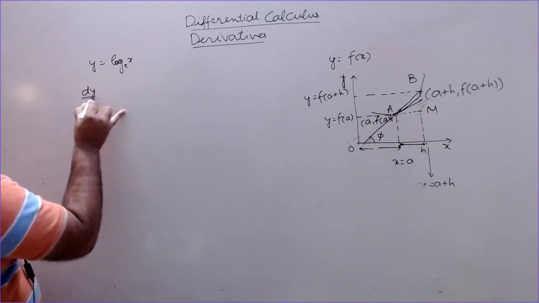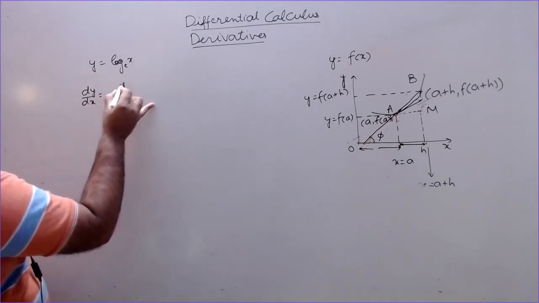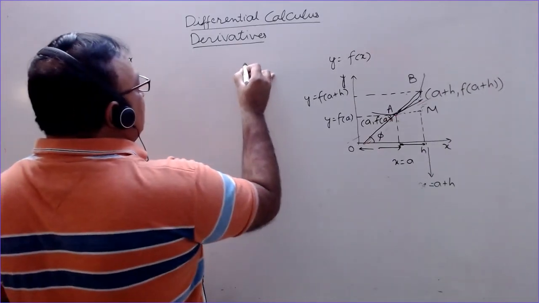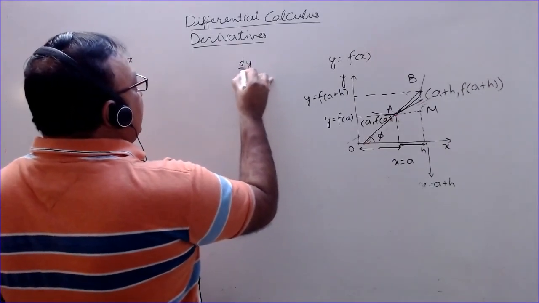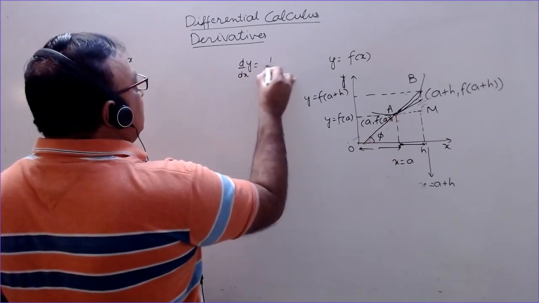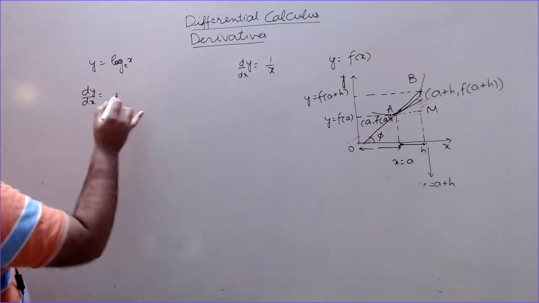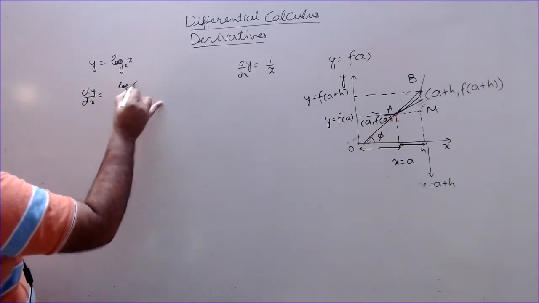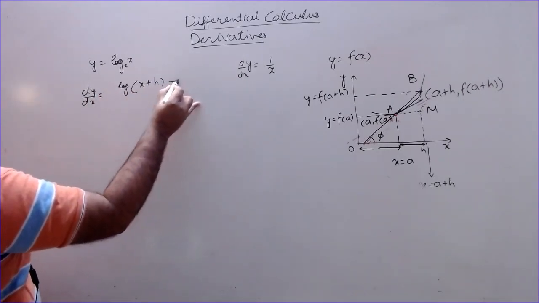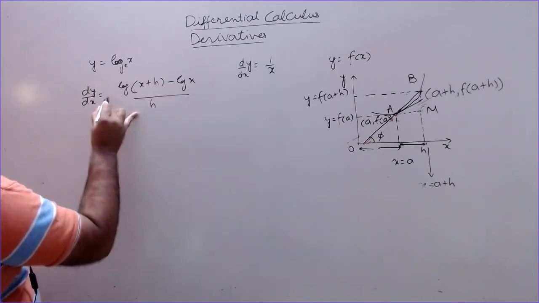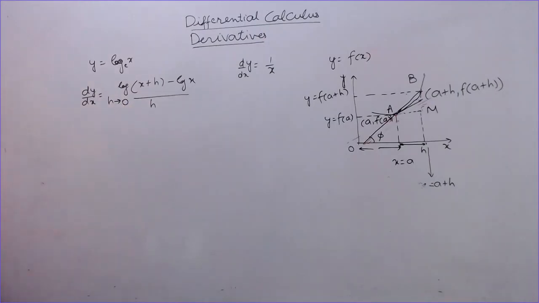So dy by dx, by using the definition of the function, we will get as equal to 1 by x. For log x, this is equal to 1 by x. So it is the limit as h tends towards 0 of log of (x plus h) minus log x, divided by h.